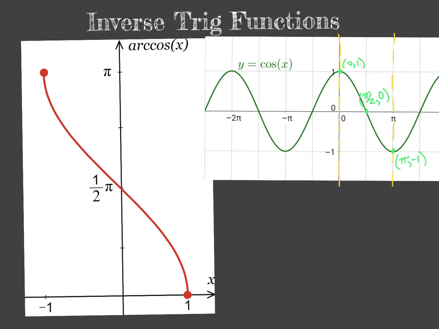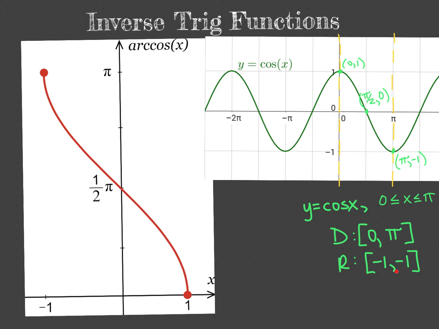Now let's take and compare the domain and the range. Of our original cosine curve, I'm only looking at the snippet in between here. So the domain goes from 0 to pi. And our range goes from -1 to +1. So those are the domain and the range of our restricted cosine curve.